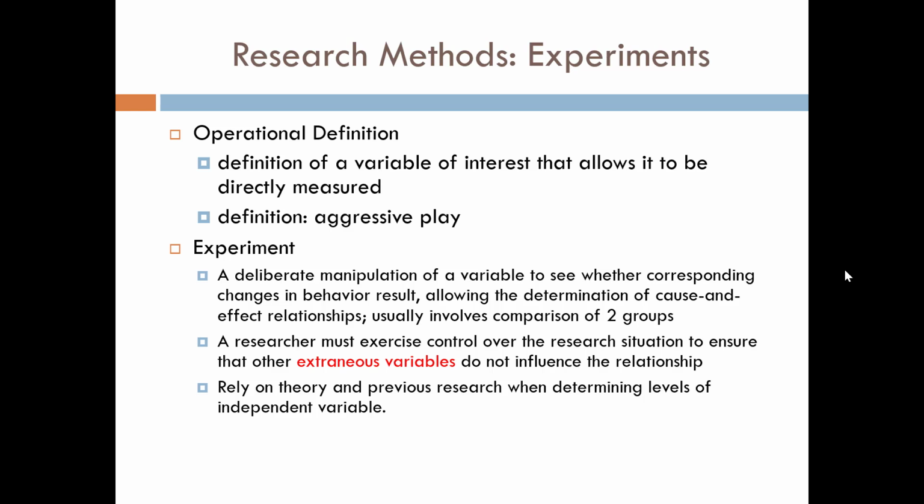For example, if we were interested in testing if violent television leads to aggressive play, we need to first find out how to measure the level of aggressive play, maybe through behavioral charts. Then we need to define aggressive play based on the measurements or behaviors found. We do this by conducting an experiment. An experiment is a deliberate manipulation of a variable to see whether corresponding changes in behavior result.